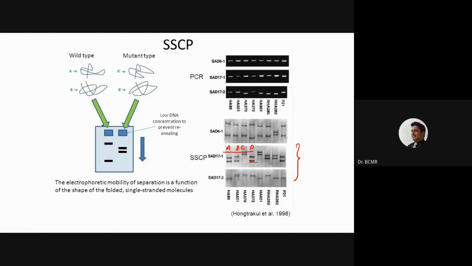That is called single strand conformation polymorphism. You are doing it for a single strand of DNA or RNA. Preferably, it is mostly done in DNA, because DNA is much more stable. RNA is difficult to work with. And we are looking at conformational polymorphism. Here, conformation is based on intramolecular hydrogen bonding.